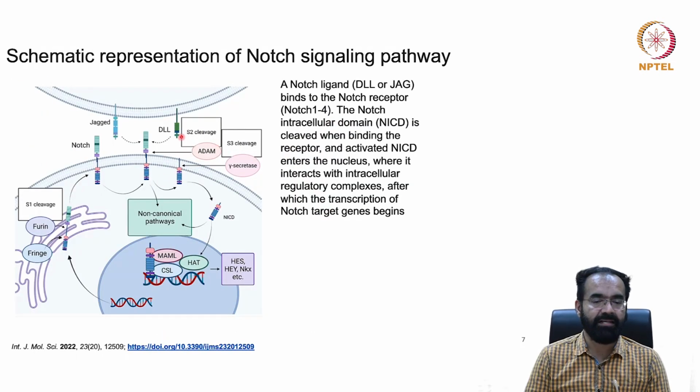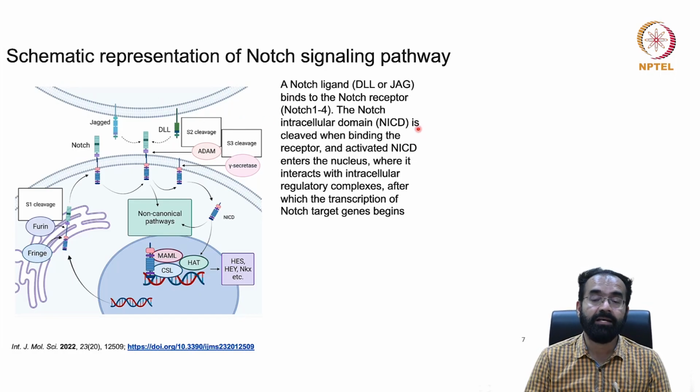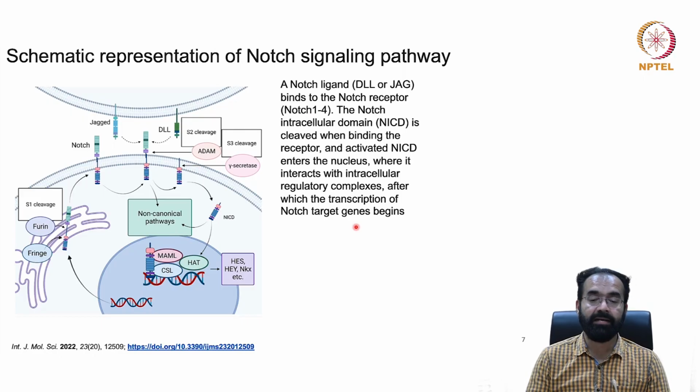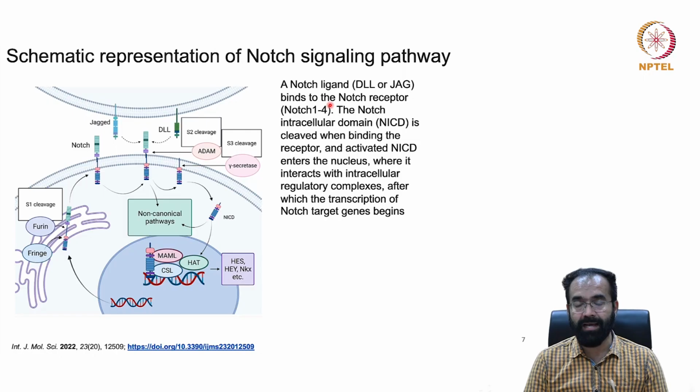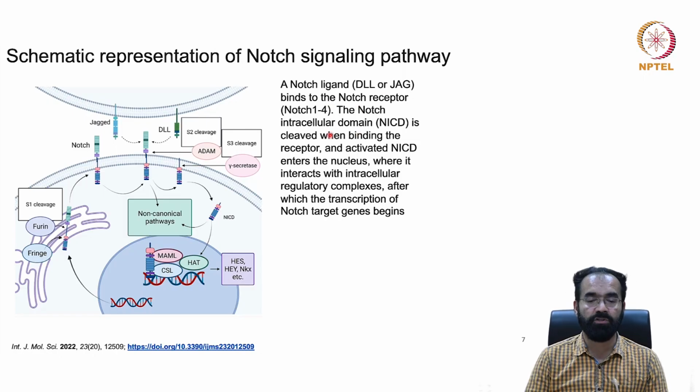And this is a schematic representation. We have already seen it. This is a quick revisit of the Delta-Notch signaling, because depending upon the species, it can have Delta ligand, Delta-like ligand DLL, and Jagged, JAG. All these can come into the picture. And eventually the ligand, no matter what it is, binds and activates Notch, and the Notch receptor can be Notch 1 to 4.